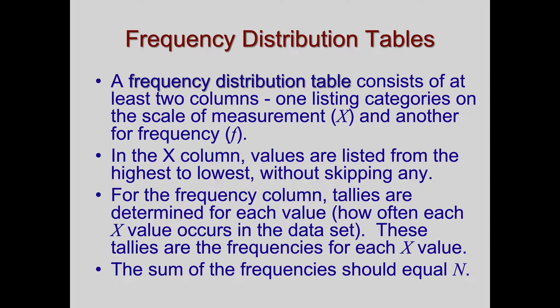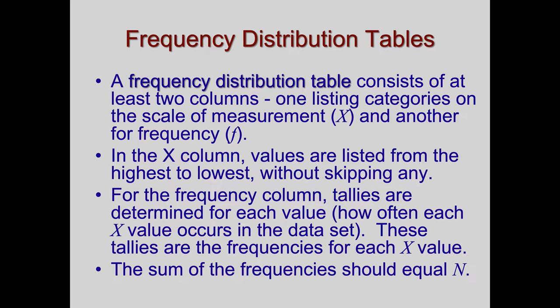A frequency distribution table consists of at least two columns, one listing categories on the scale of measurement, X, and another for frequency, Y. So in other words, a frequency distribution table is all about frequencies. In the X column, values are listed from the highest to the lowest. Always, that's important, worth knowing there, highest to lowest. You're not allowed to skip any.